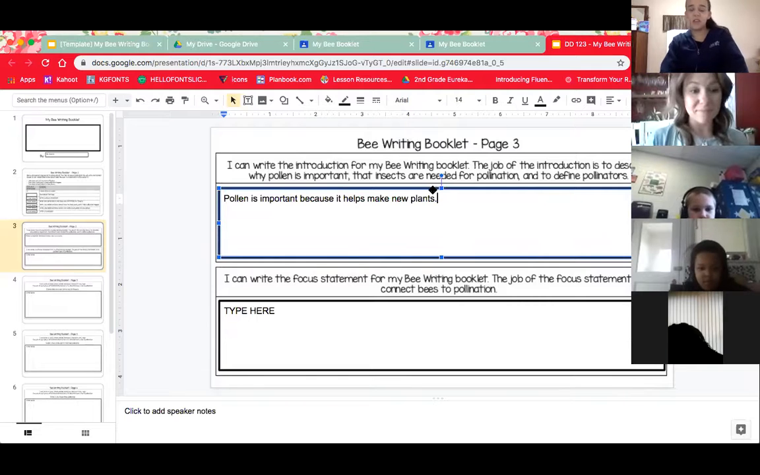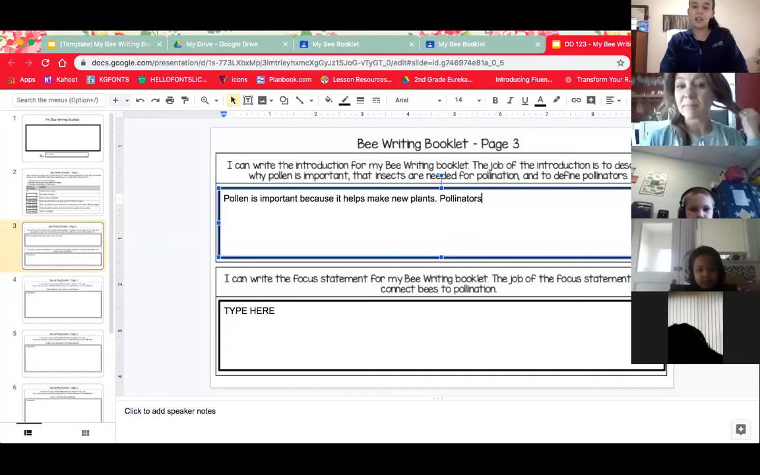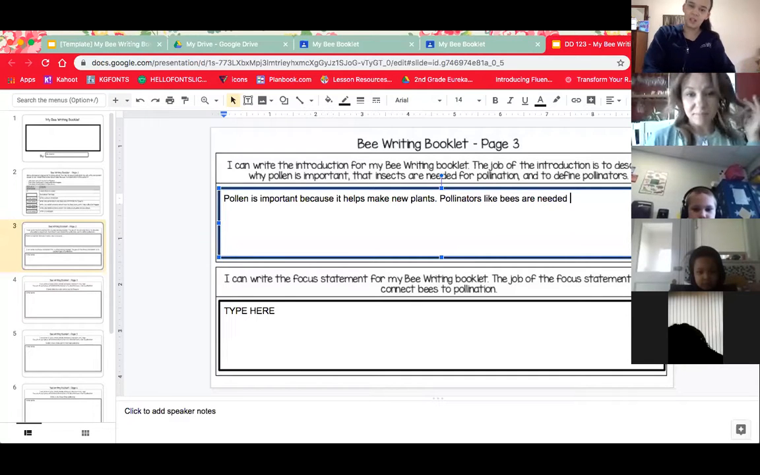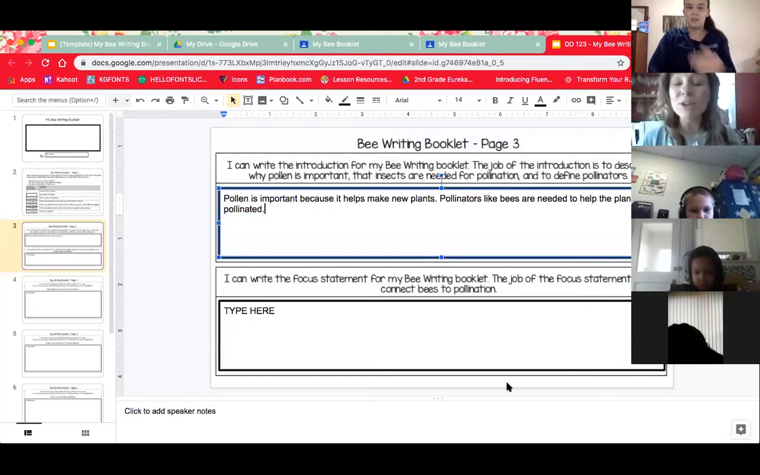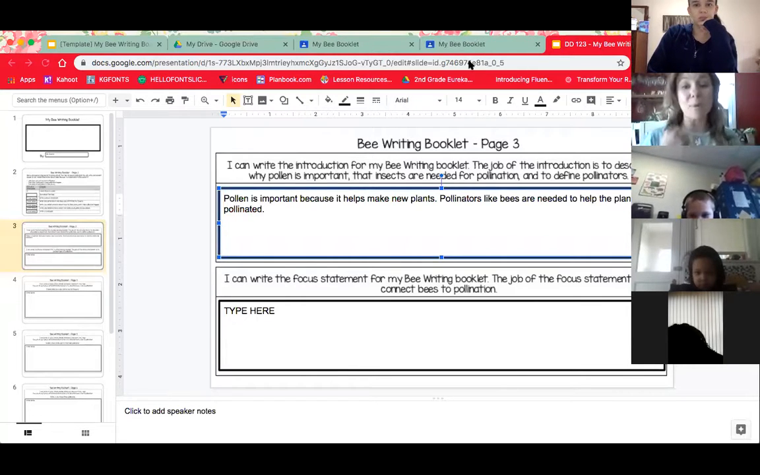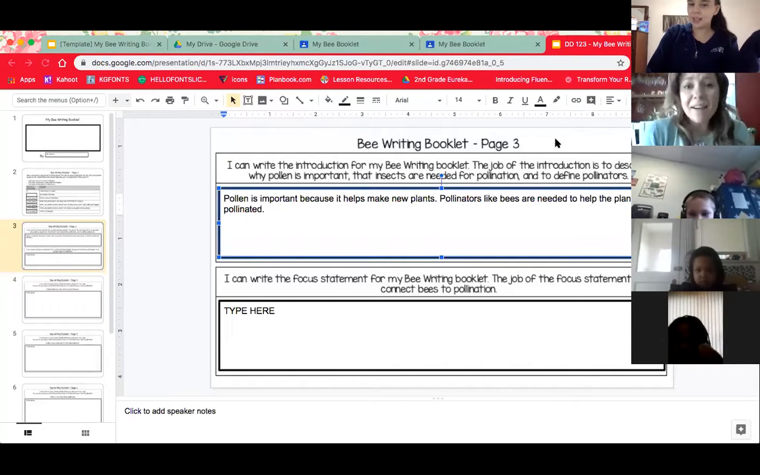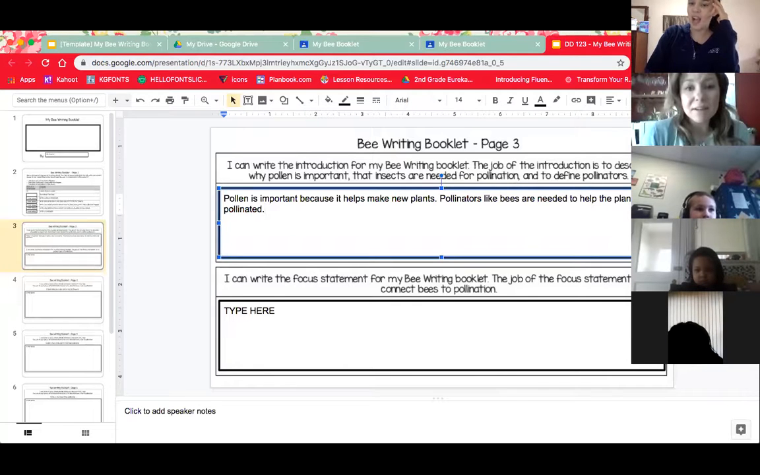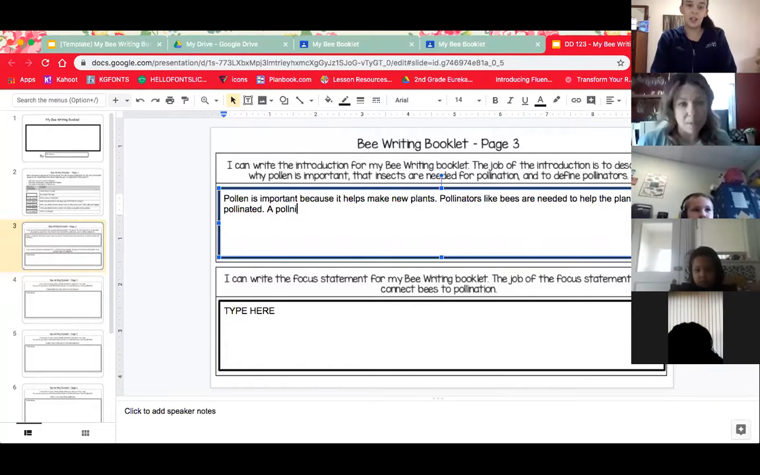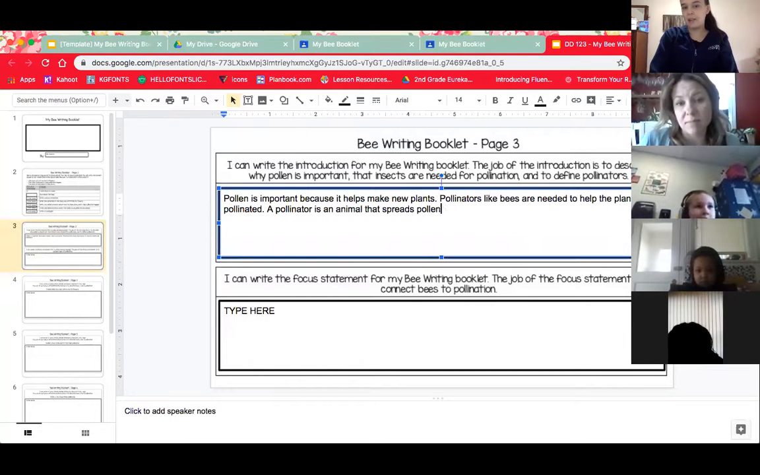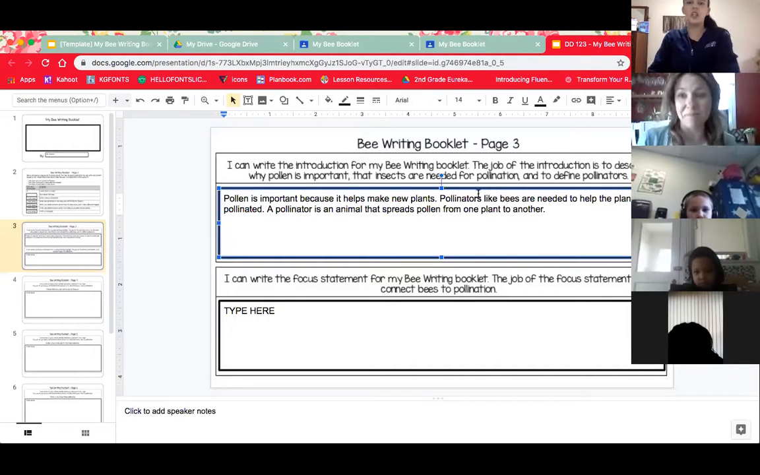Okay, and then we need to talk about that insects are needed for pollination. So I might say something like pollinators, like bees, are needed to help the plants get pollinated. Adanya, your sentence is perfect. Pollen is important because bees eat the pollen and the bees grow and live. Yeah, you're right. You're all correct. So, and then you're going to define pollinator. So, a pollinator is an animal that spreads pollen from one plant to another. Perfect. There we go.